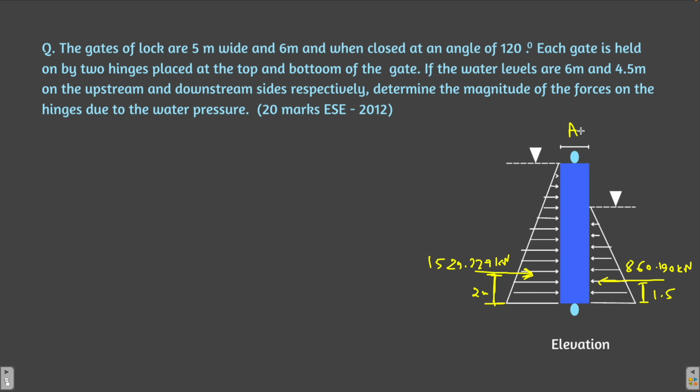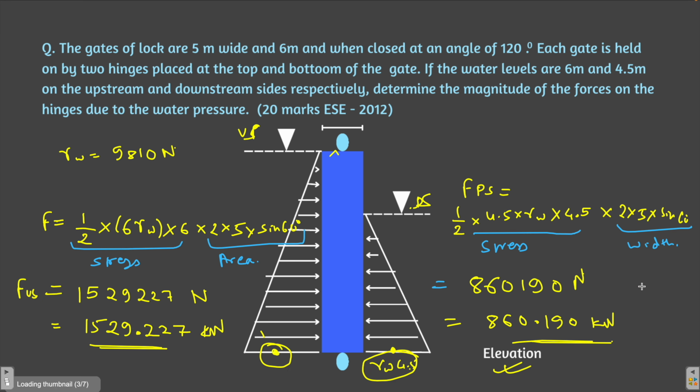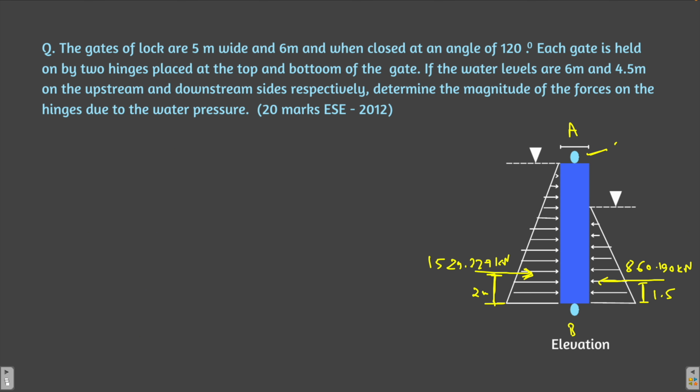Now let this point be point A, let this be point B. You have to find the reactions at the hinges, right? Now let me remind you, there are two hinges over here, not just one. You can see just one hinge, but there are actually two hinges on the top. These are the two hinges on the top, and there are two hinges on the bottom of the gate. Okay, so let's take 2RA, reaction at A, and this is 2RB. Now you have to find out RA and RB.